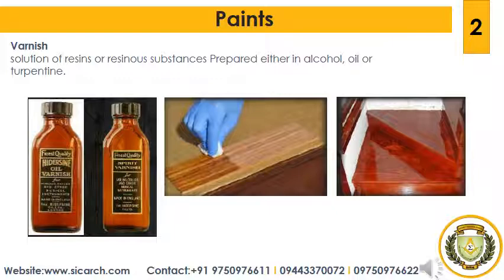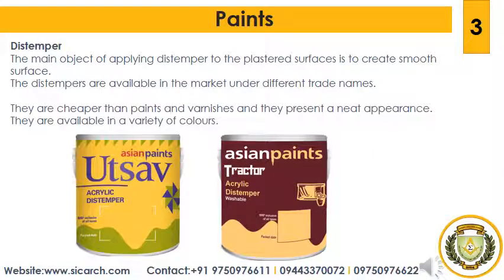So the varnish is then applied on the surface in thin coats. The next coat is applied after the previous one has thoroughly dried up. The varnishing should not be done with ordinary paint brushes, but fine head varnishing brushes should be used. So that's all about varnishes. So next we will see about distempering.